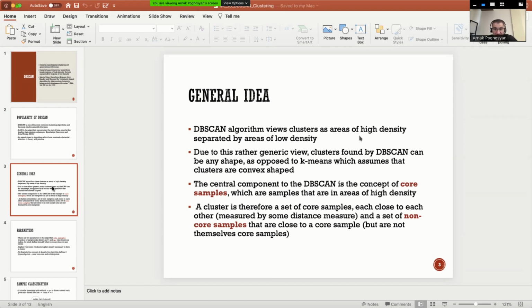So a cluster in case of DBSCAN is a set of core samples, each close to each other. We will define how we are interpreting this closeness. So here we are measuring by some distance measure, and a set of non-core samples that are close to a core sample, but are not themselves core samples. These are boundary samples. So we have core samples and boundary samples close to these core samples. Core samples are composing the clusters. These non-core samples, known as boundary points, we are just joining to this cluster.